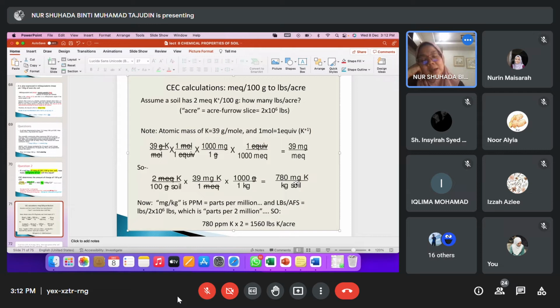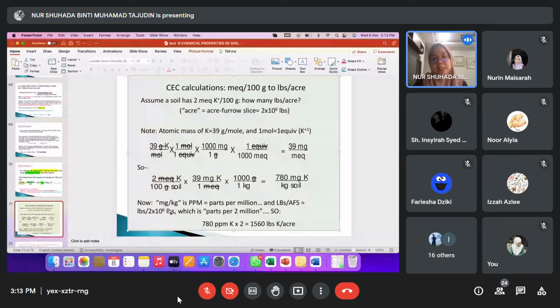Equal to how many kg? How many ppm? ppm is equal to mg per kg, you know. So how many ppm here? 780. Correct, 780 ppm. Okay, so the question is how many ppm in 1 acre of soil. So you have to convert back to 1 kg. 1 acre of soil usually has 2 times 10 to the power 6 kg, you know. So you convert.